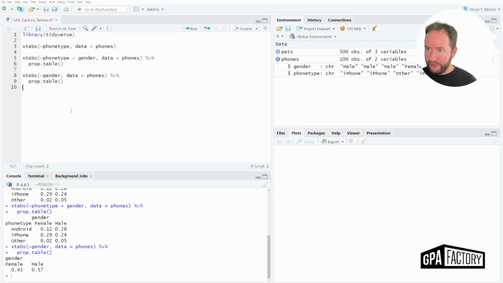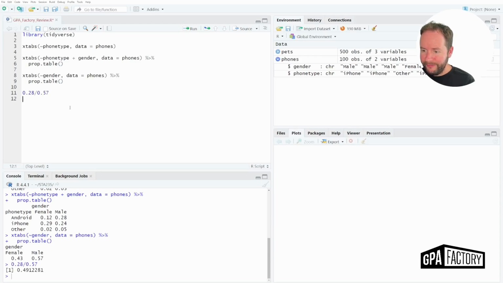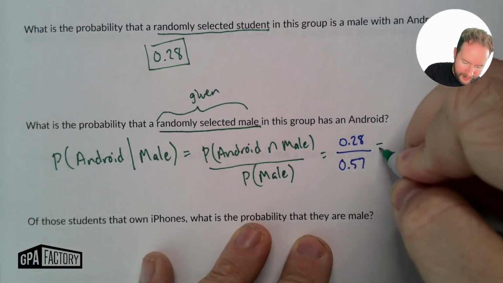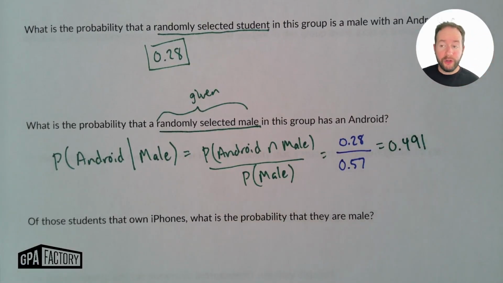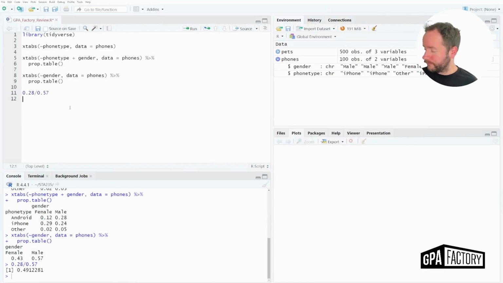So this gives me an answer of, let's just use RStudio as a glorified calculator, 0.28 divided by 0.57 is 0.491. So I'm going to write that back over on my write-up, 0.491. Let me show you an alternative way of getting the same answer. RStudio can give us conditional probability. So I'm going to copy this table.